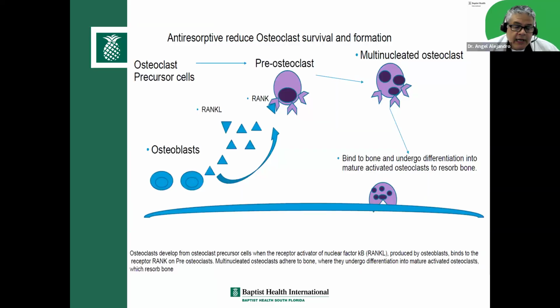So how do these drugs work? This is a nice image looking at how the osteoclast precursor cells become pre-osteoclasts, and then they become multinucleated osteoclasts, and then they attach to the bone, mature, undergo differentiation, and then they start resorbing bone. So remember, the osteoclast is what's eating the bone away, okay? So for the osteoclast to become mature, you need the osteoblast to activate them via RANK ligand. And that's going to be important when we talk about the mechanism of action of denosumab, or Prolia.